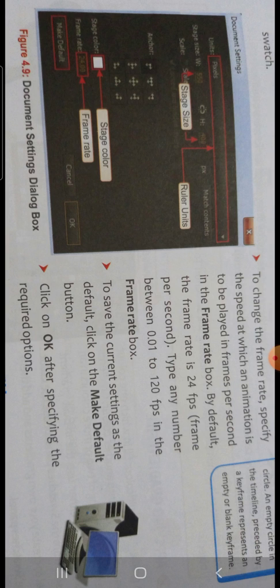We can type any number between 0.01 and 120 fps in the frame rate box. This is its range. Beyond this, we can't type. And to save the current settings as the default, click on the Make Default button and click on OK after specifying the required options.